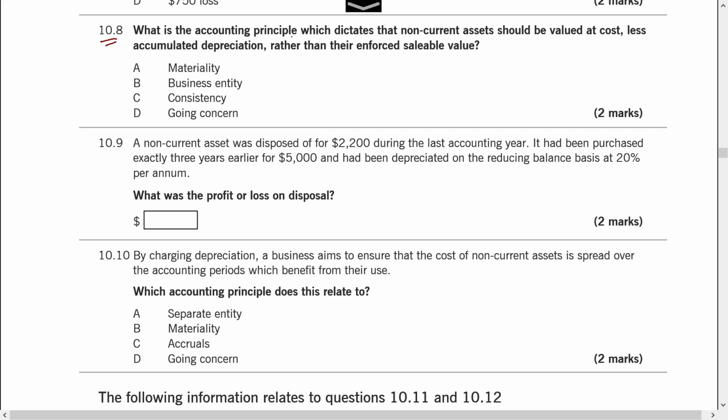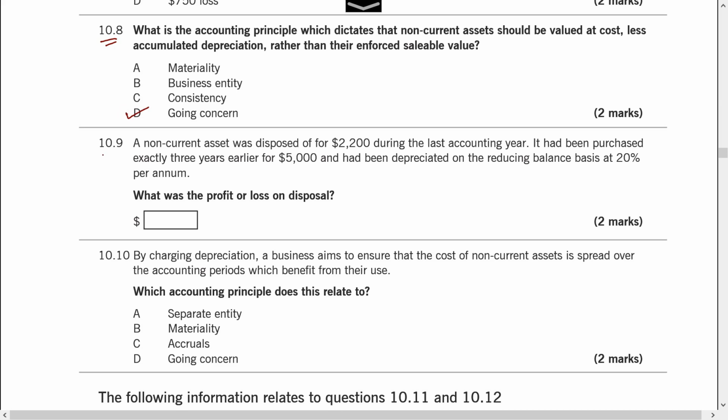Now next we have question number 8. What is the accounting principle which dictates that non-current assets should be valued at cost, less accumulated depreciation rather than their enforced saleable value? And we had already discussed it in the start of our lecture. It is because of going concern assumption.